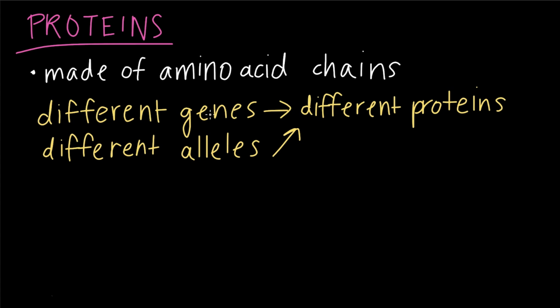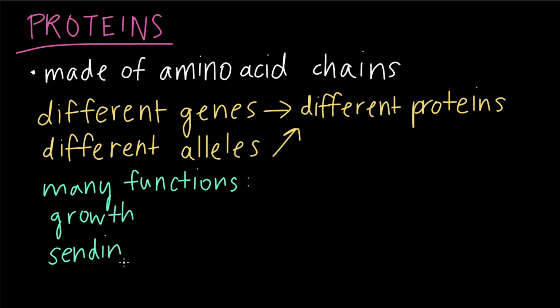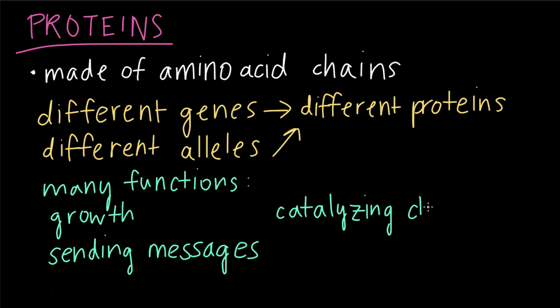Now, an organism has many different genes, which means an organism has the capacity to produce many different kinds of proteins. And proteins serve all kinds of functions, some of which include growth, sending messages, also catalyzing chemical reactions, if you have heard of enzymes before. So I'll write catalyzing chemical reactions, and providing structure. Ultimately, it's the activity of these different kinds of proteins that help determine an organism's physical traits, just like how proteins can determine the color of Bob the betta fish.